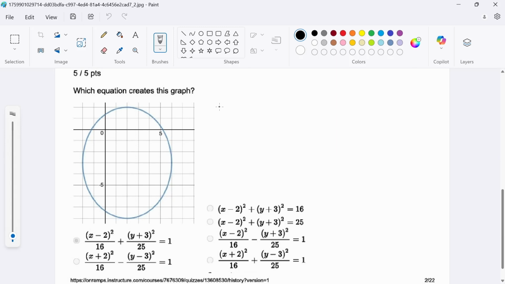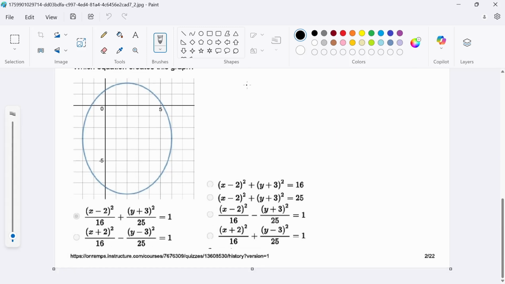Question 3, which equation creates this graph? And I got a bunch of different equations. Well, number 1, an ellipse is always equal to 1, and an ellipse is plus. So this is minus, that one's plus, this is minus, and these two don't equal 1.